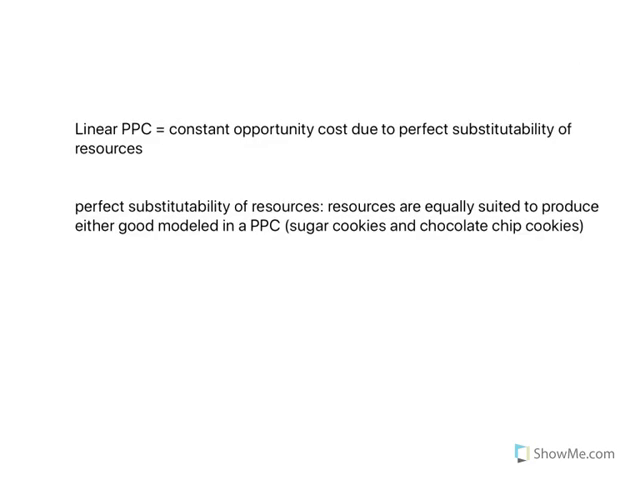Because the material used to make cookies is fairly similar, right? There's not that much difference. And so that's why we can use a linear PPC to model this, because it's easy to take resources used to make sugar cookies and switch them to chocolate chip cookies. So that's the idea of perfect substitutability of resources. How easy is it to switch from one good to the other? And in this case, it's perfect, right? It's very, very easy. But what happens if it's not easy?